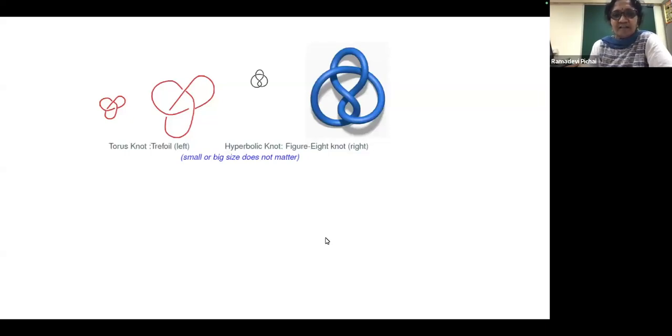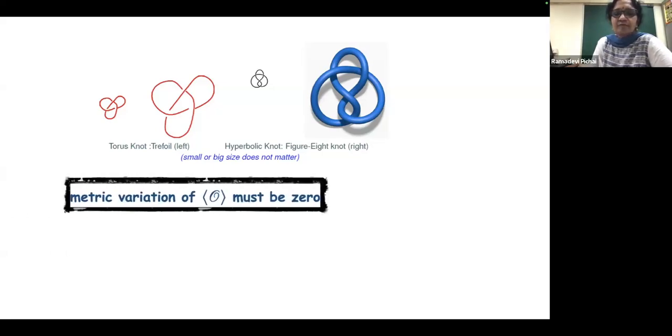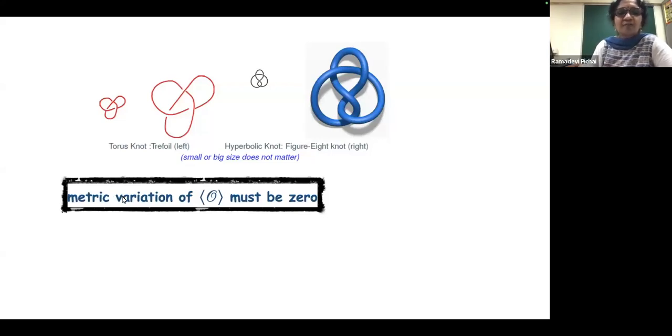What is the essence? Essence is that whether I draw a trefoil of small size or a bigger size, or a figure 8 of small size or a bigger size, it doesn't really matter. Topology is the same. Topology of a trefoil, whatever be the size, is the same. Similarly, for the figure 8, the size really doesn't matter. Of course, these two are inequivalent. Trefoil is inequivalent to a figure eight. So you need a theory where the notion of size, big size or small size, should not matter. What does that mean for us as physicists? It means that you should not have any size or length change dependent on metric.